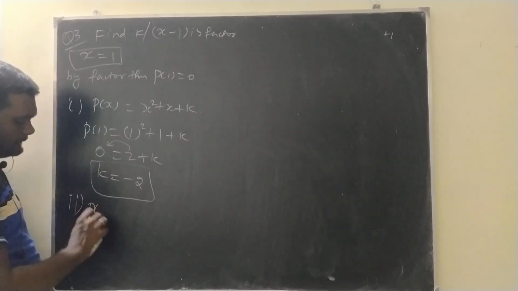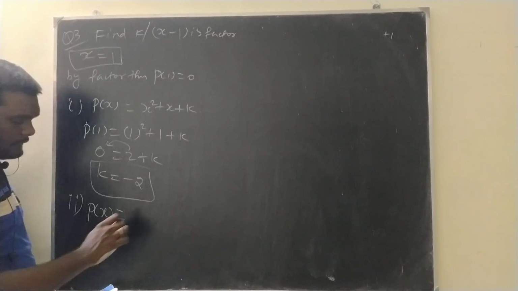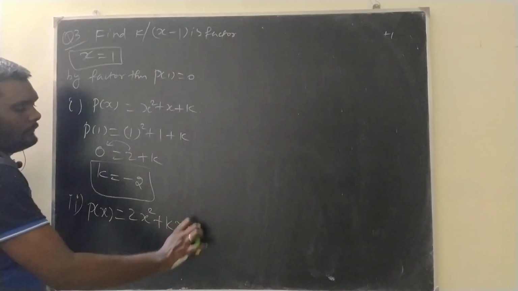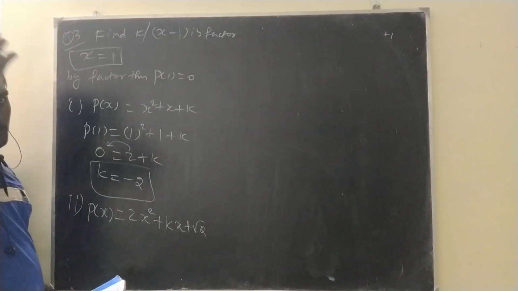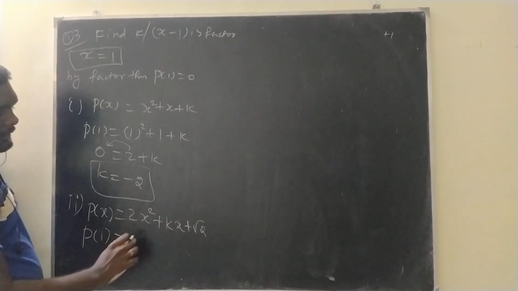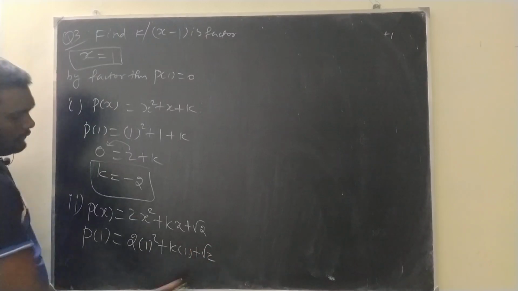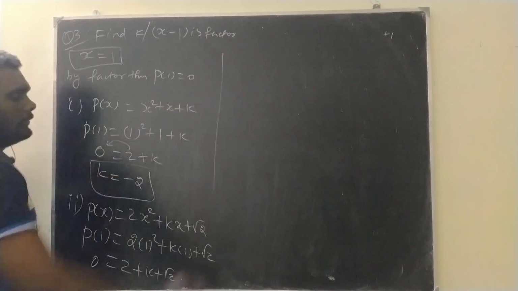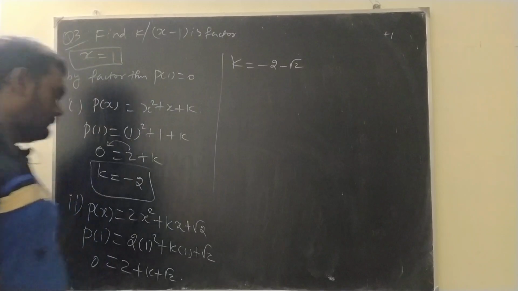P of x is two x square plus kx plus root 2. Do it fast. Even if you can overtake me also, not a problem. So p of 1 we should calculate: 2 into 1 square plus k into 1 plus root 2. This is 0, 2 plus k plus root 2. So we have our k value is equal to minus 2 minus root 2.